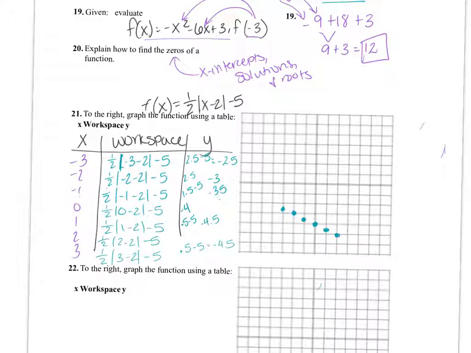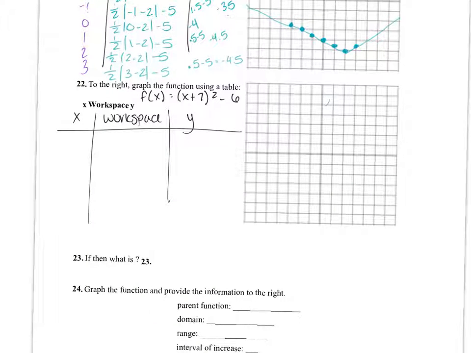So 3, negative 4.5. And you can actually start to see where the absolute value is going to start going back up. And that's how we graph the function using a table. So again, we're going to pick some values, negative 2, negative 1, 0, 1, 2, 3. And we're going to sub them into our functions.